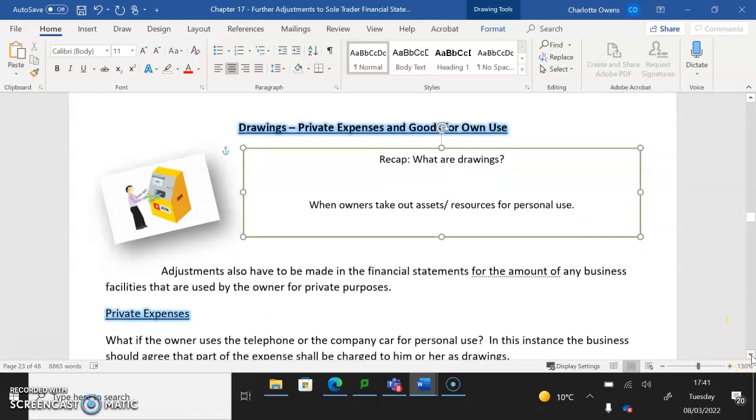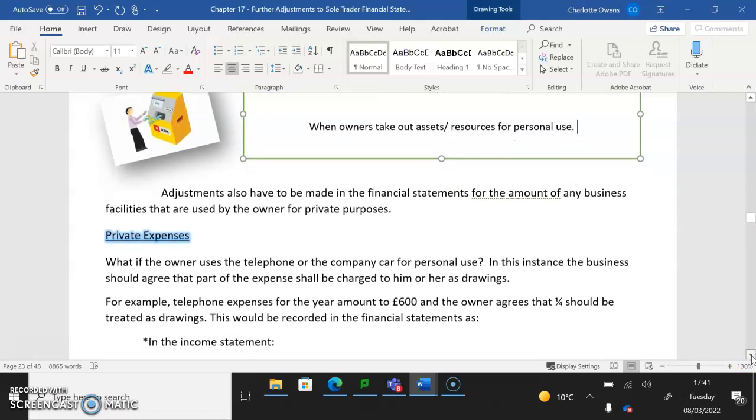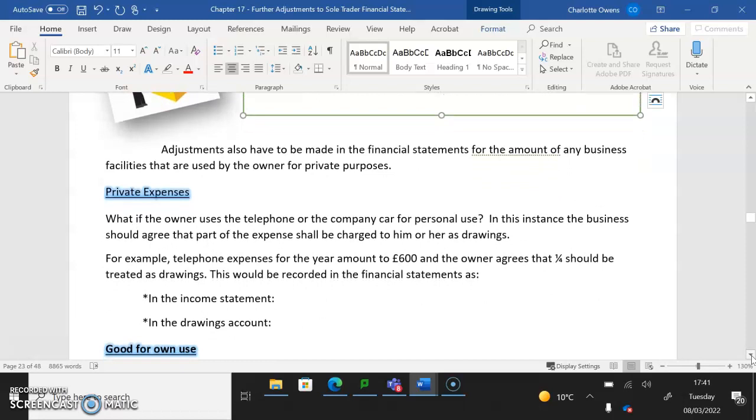So the first type of drawings that we're going to look at are private expenses. So this is, for example, if the owner uses the telephone or a company car for personal use. Technically this would be an example of drawings because the resource has not been used for the generation of revenue or profit, but for personal reasons, then this should be recorded as drawings in the statements.